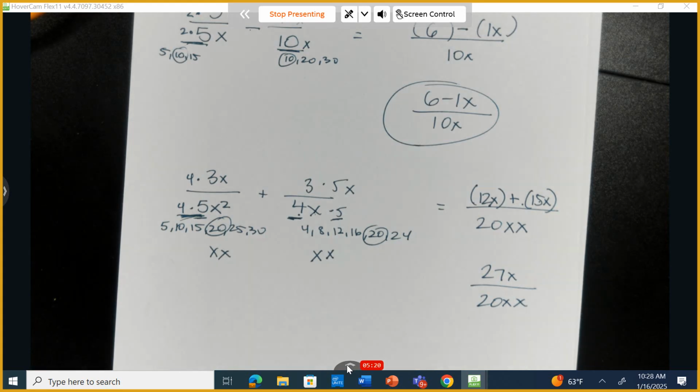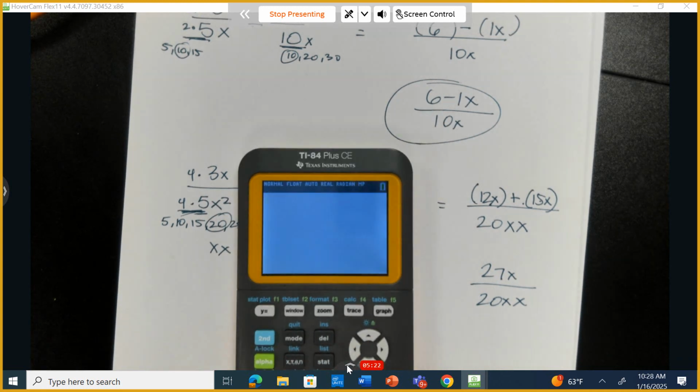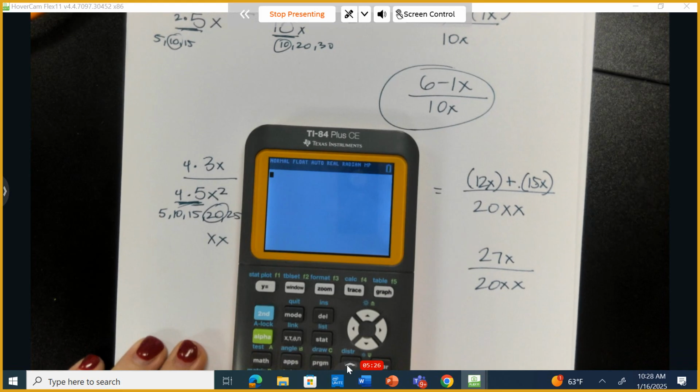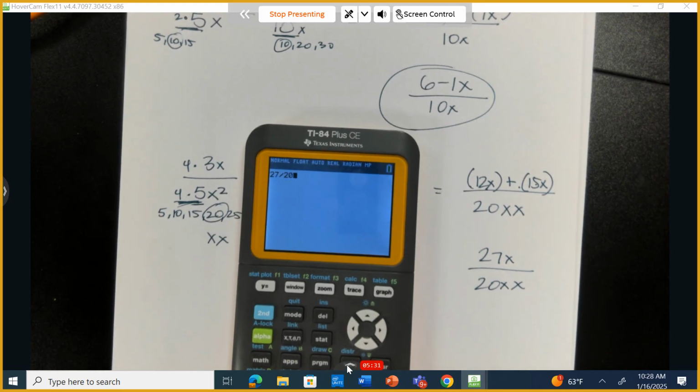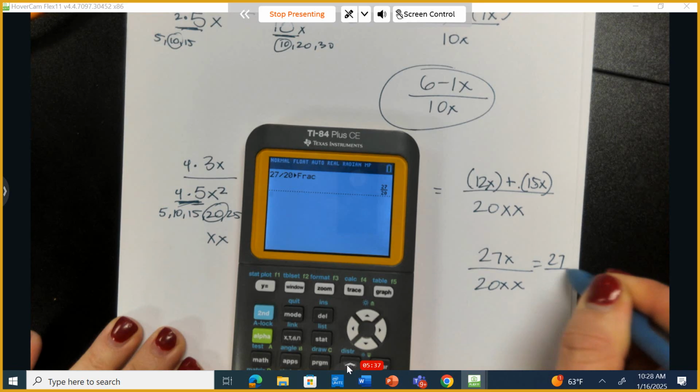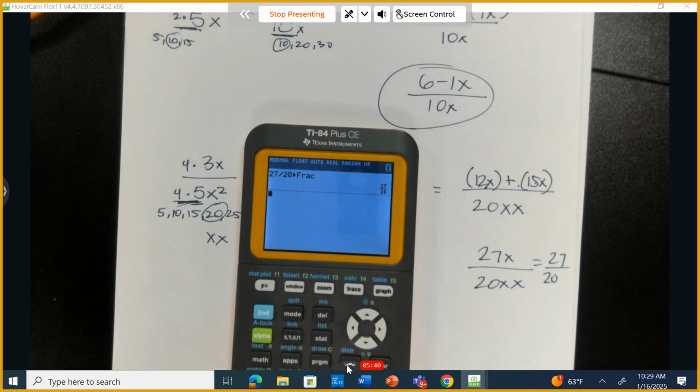So not everybody has strong multiplication skills, and that's what helps with simplifying. So we can use one of the apps on the calculator that actually simplifies for us. So I'm going to type in 27 divided by 20, and then I'm going to hit math, fraction, enter, enter. And now we can see that it didn't simplify any further, so I know 27 over 20 in terms of just the values is as simplified as it goes.